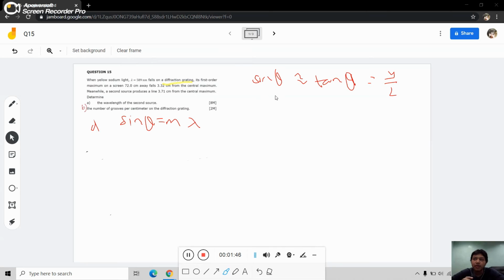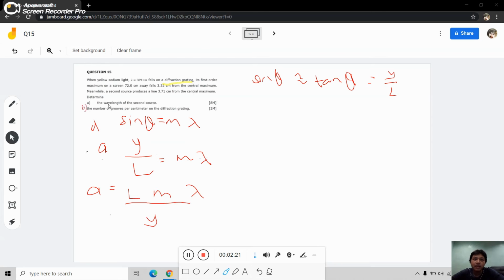We're using the formula that we learned in chapter 36, the small angle, where sin theta and tan theta are approximately the same value. So, including this into the equation, it becomes A times y over L equals order times lambda. So we know that A, the size of the slit, is equivalent to the length from the screen times the first order times the wavelength of the yellow sodium light, the first source, divided by the bright fringe from the central maximum. So this is how we find A.